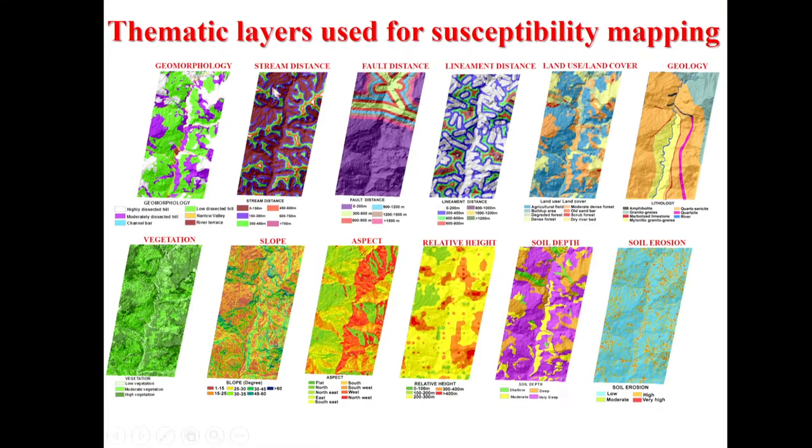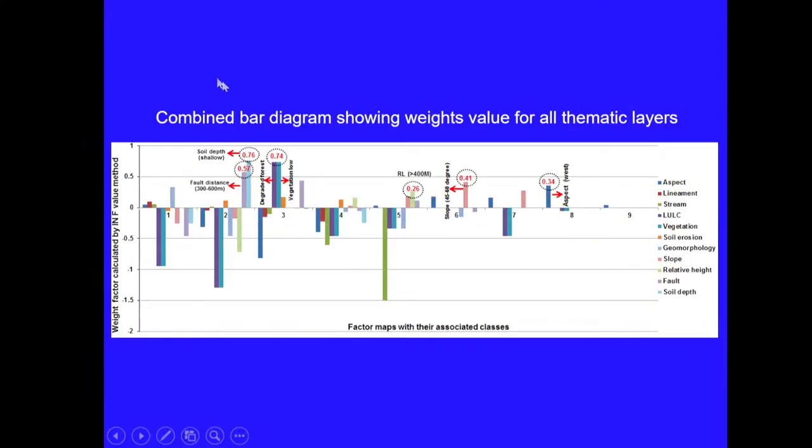For susceptibility, we take the geomorphology, stream distance, fault distance, etc., all the 12 layers together. You can add more, or you can even exclude some of the layers, and please see that classes are involved in each of these. Each class is going to give me one information value as per the method I have applied here.